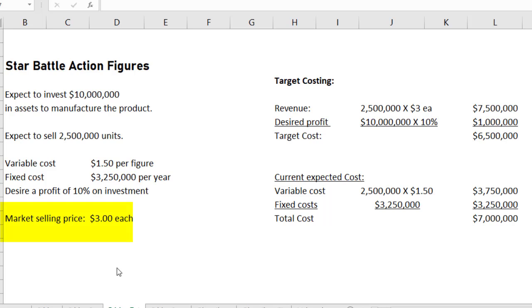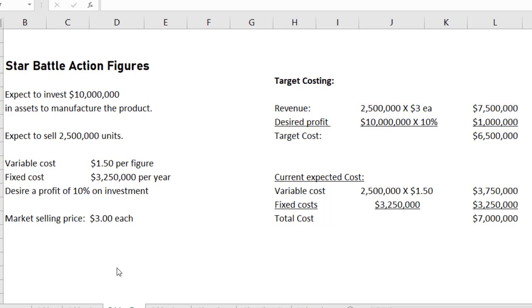The price is already set for us by the market, $3 each. All we want to know is if the cost is going to be low enough for this to work for us. So if we take the revenue, $3 each, 2,500,000 units, that's $7,500,000, and then compare that to the profit that we want, $1 million in profit. That means the cost needs to be $6,500,000.